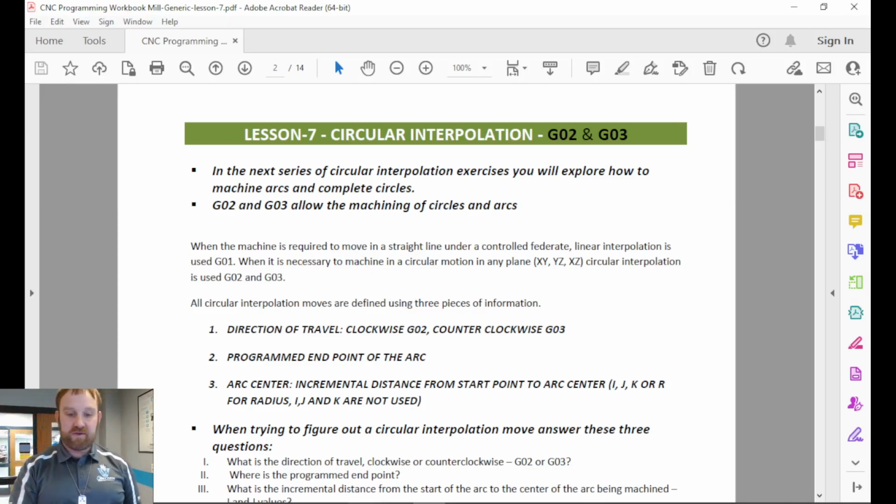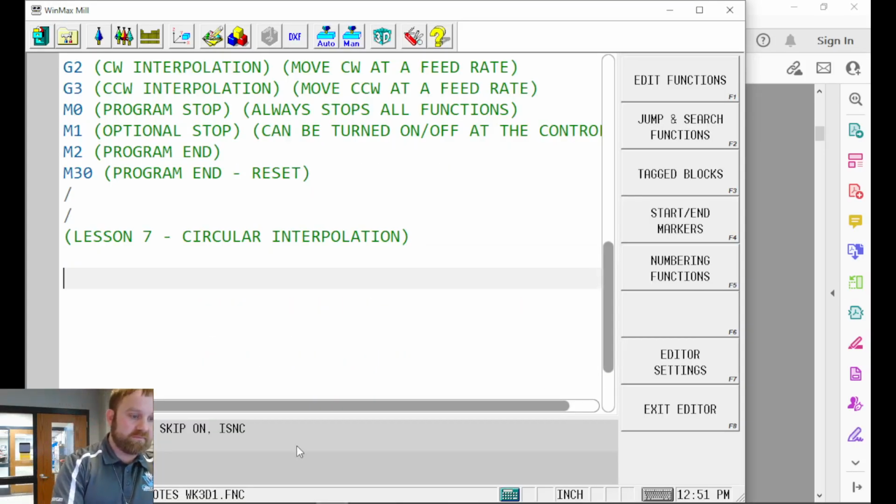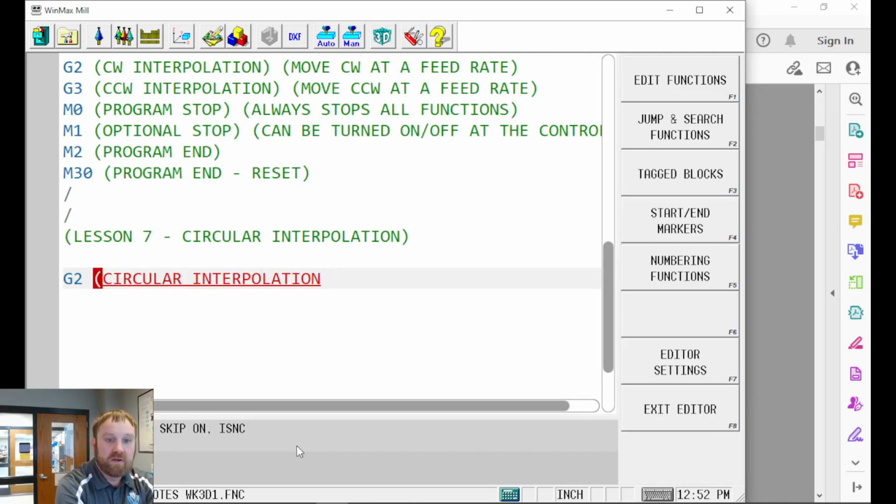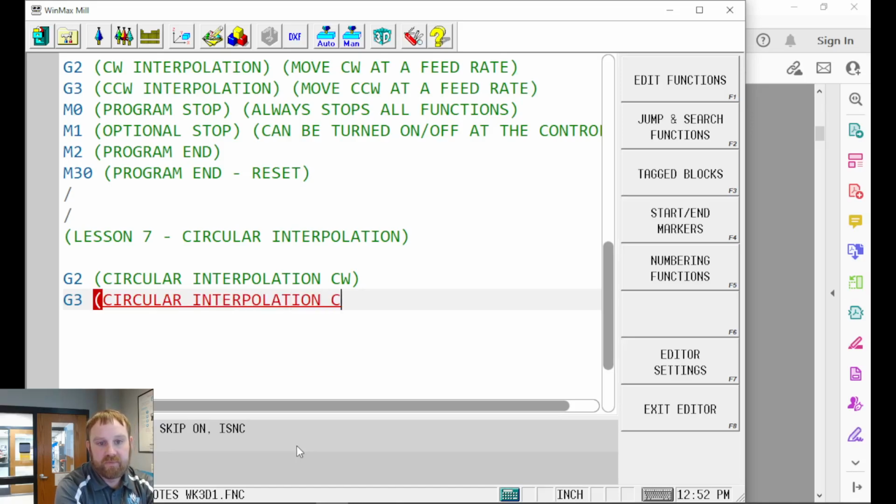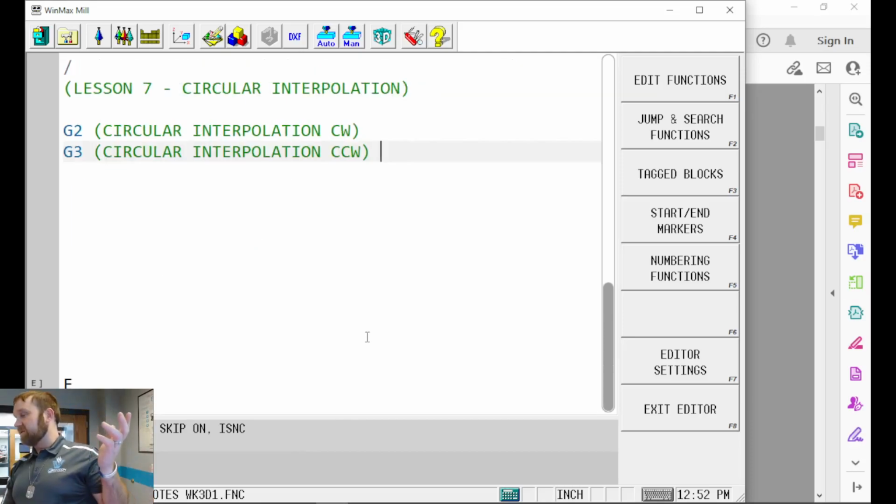G2 is circular interpolation clockwise. G3, circular interpolation counterclockwise. Okay? Clockwise is always going to come first. So if you're seeing these on the quiz and you're struggling with them, just know that they're 2 and 3. Clockwise first, and then counterclockwise, the reverse, is the second one.